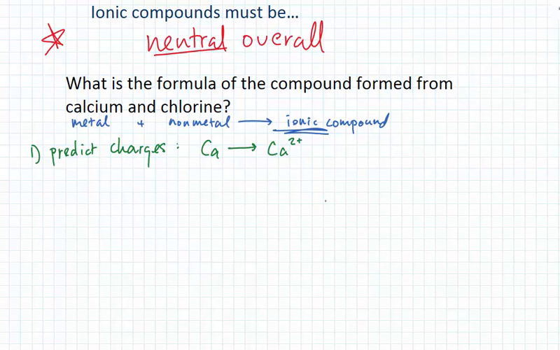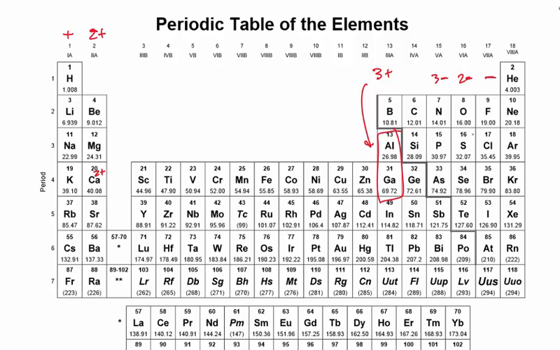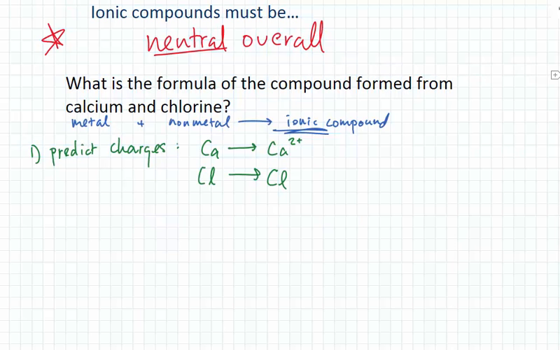Chlorine, Cl, and again from the periodic table here, Cl-, because it just needs to gain 1 electron to have the same number as argon. Now the thing is, we would not have a neutral compound if I had calcium ions and chloride ions just alternating 1 to 1 like that. See how that would work?